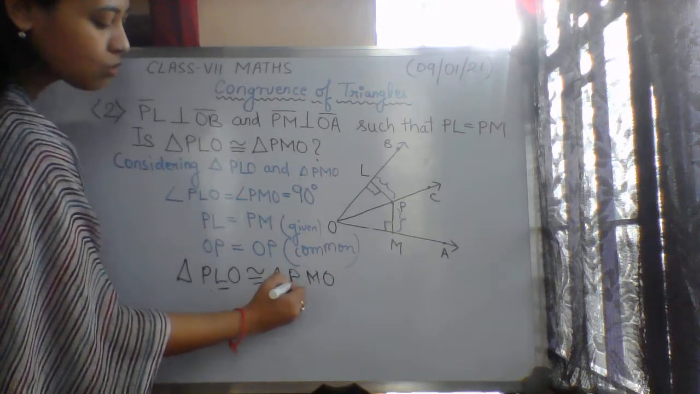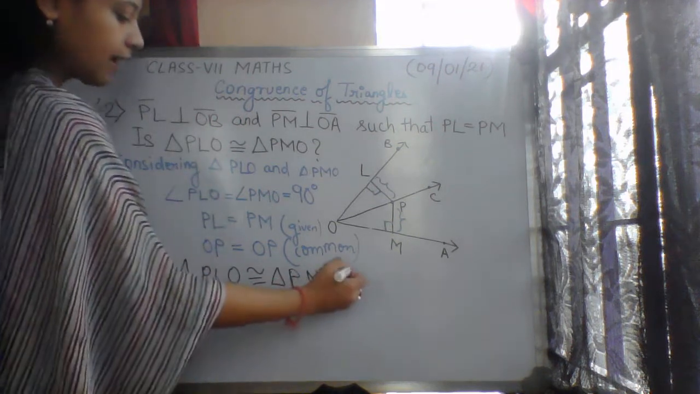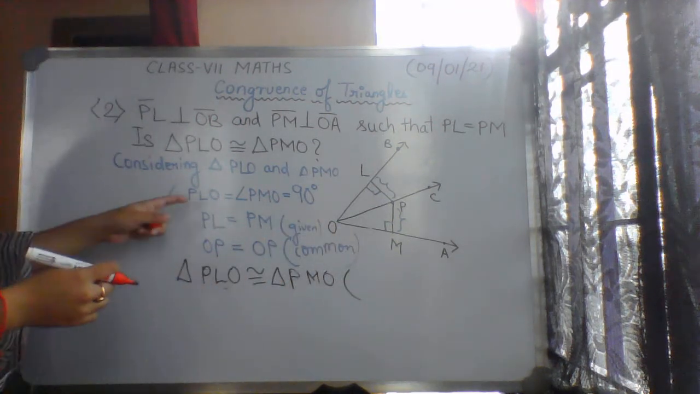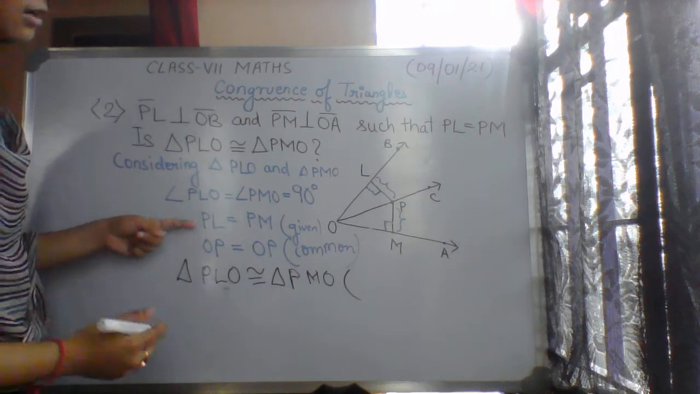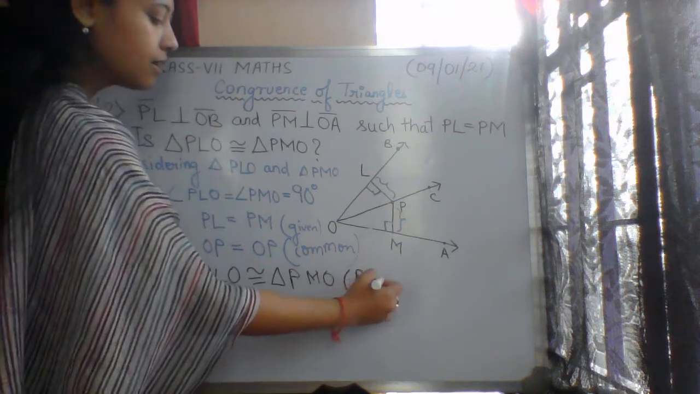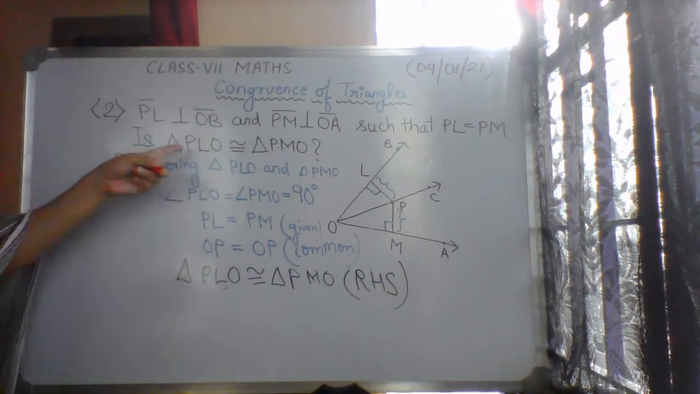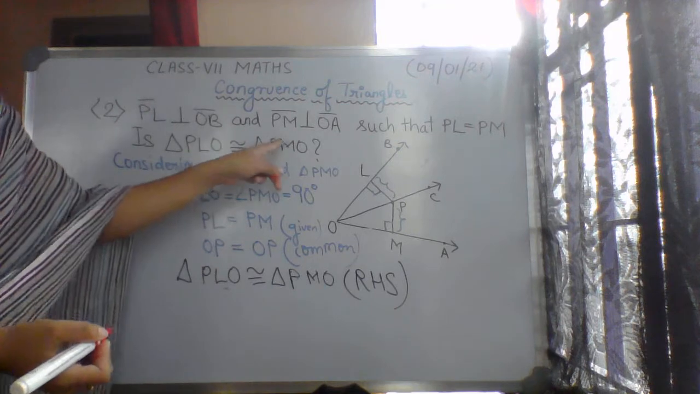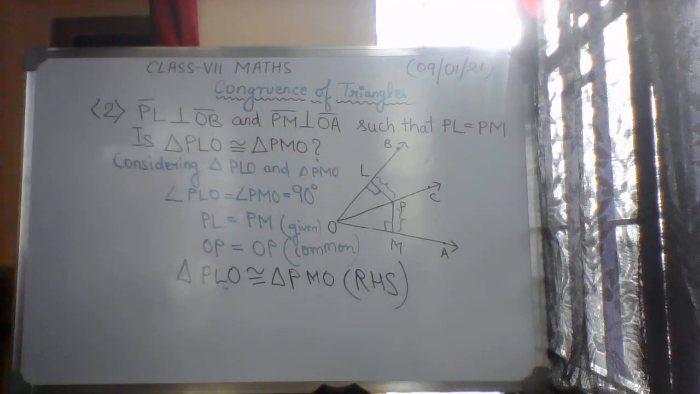So it is congruent to triangle PMO, and you have to write the criteria: right angle, hypotenuse, side. RHS. I hope this question is clear. Yes, this triangle is congruent to this triangle by the RHS criteria. I hope this question is clear to you.